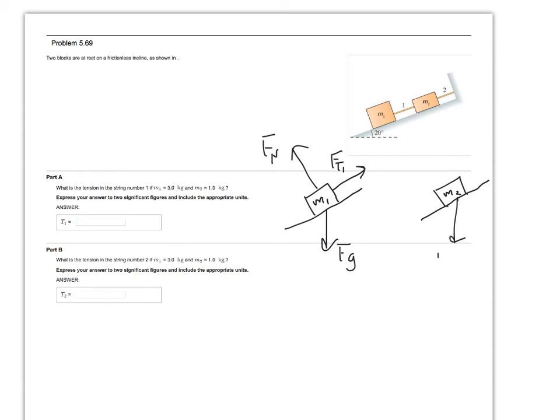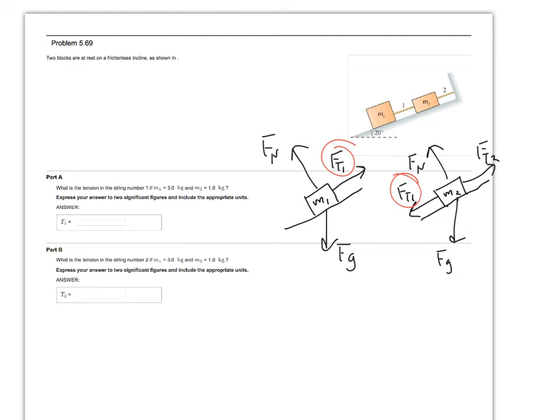On box 2, I'm going to have the force of gravity, my normal force, the force of tension from rope 2 pulling up, and the force of tension from rope 1 pulling down. And these two forces, I know it's through a rope, but they're the forces that box 1 and box 2 exert on each other, so they are equal and opposite. That's a third law pair.